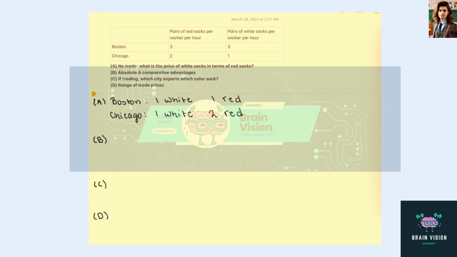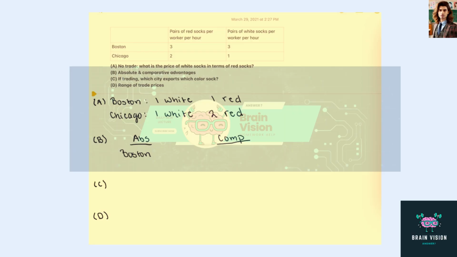Now, part B is asking us to find these absolute and comparative advantages. So let's start with these absolute advantages. And we know that absolute advantage is asking us which city here can produce more of each commodity within an hour. And it looks like Boston has the absolute advantage in both of these colored socks. You can see that they can produce more pairs per worker per hour than Chicago can in both of these colored socks.